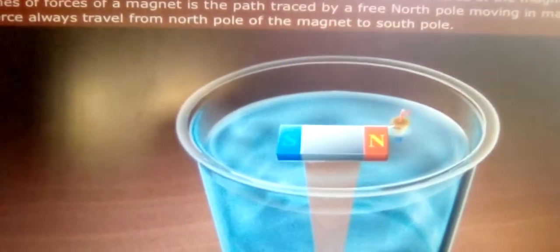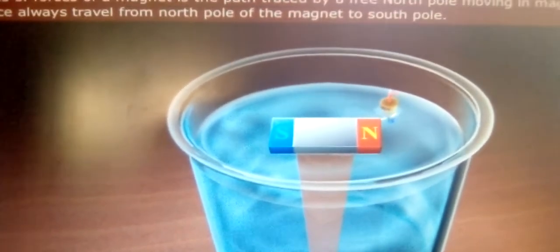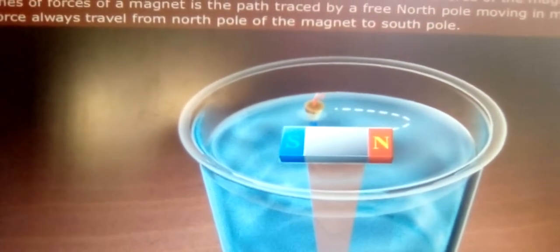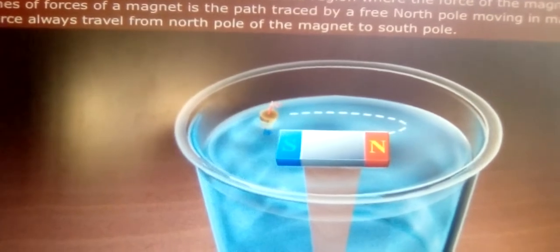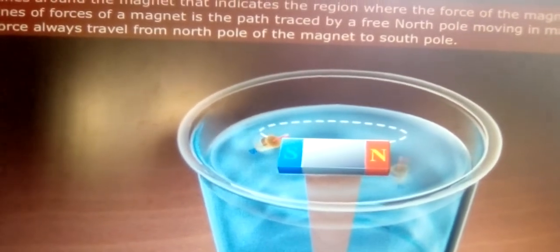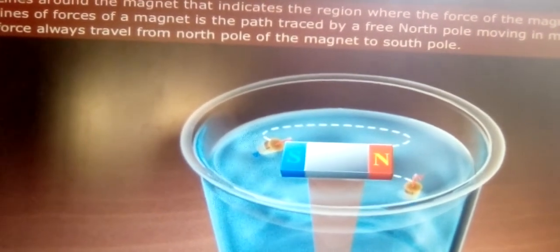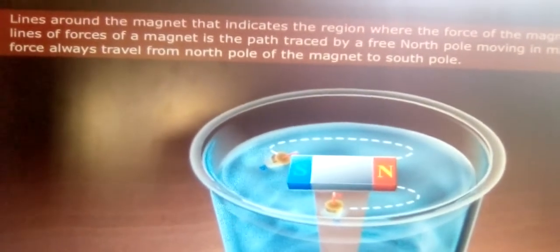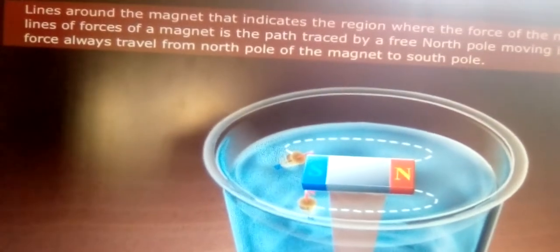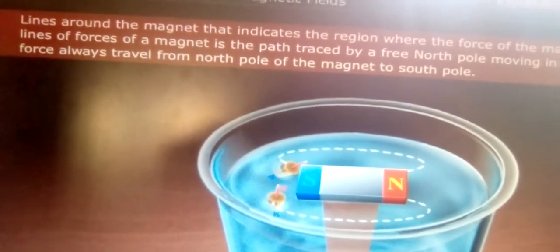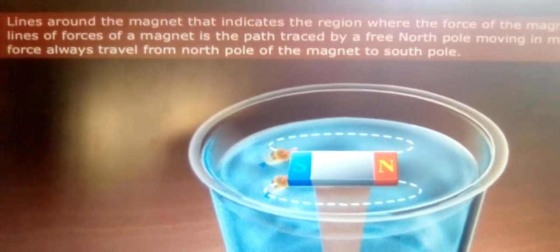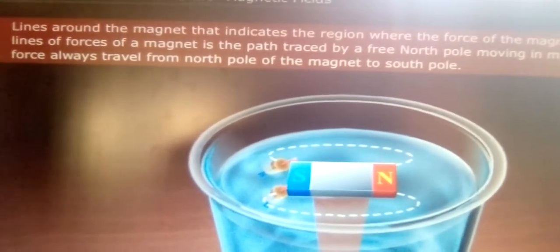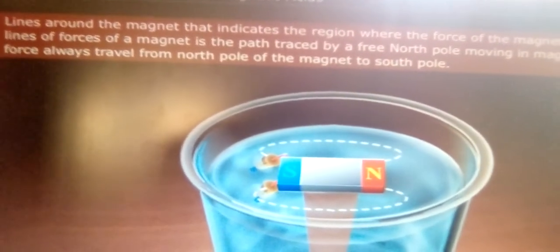We can try to trace the region using a plotting compass. The plotting compass always runs from the north end and ends at the south end, like that. So that is what we call a magnetic field line. Lines around a magnet that indicate the region where the force is experienced, we call the magnetic field.